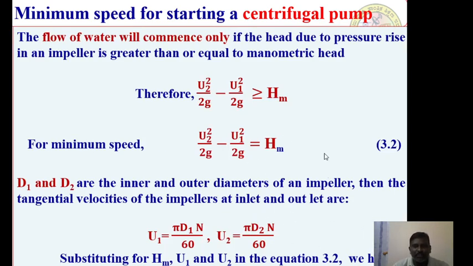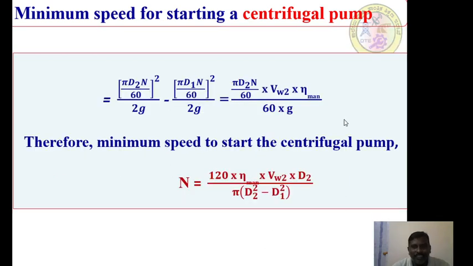The manometric efficiency is equal to g into hm divided by U2 Vw2. Solving for hm in terms of manometric efficiency, we get hm equal to U2 Vw2 into eta manometric divided by g. If we express this with pi D2 N by 60, this particular term gets cancelled, leaving pi D2 N by 60 the whole square minus pi D1 N by 60 the whole square.